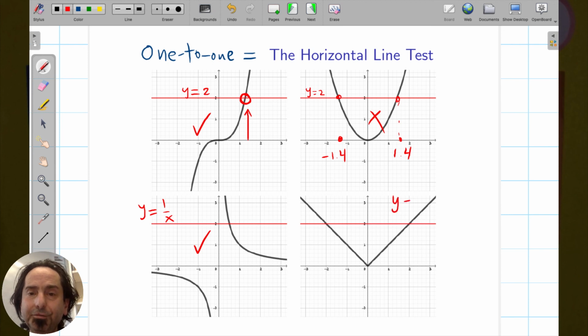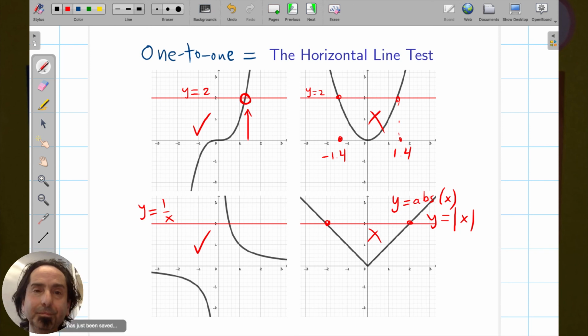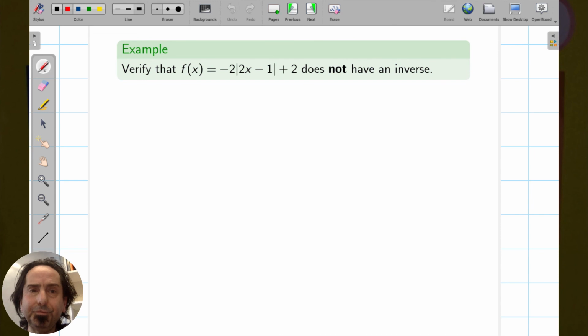And over here, this is the absolute value, sometimes written absolute value of x, or just with the vertical lines. Again, it fails the horizontal line test, so it's not a one-to-one function. It does not have an inverse function unless we restrict that domain. Okay, so let's verify that negative 2 times the absolute value of 2x minus 1 plus 2 does not have an inverse.